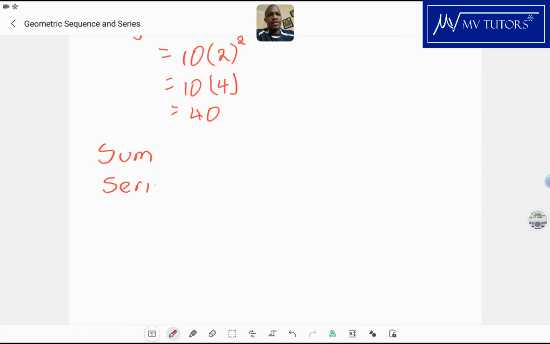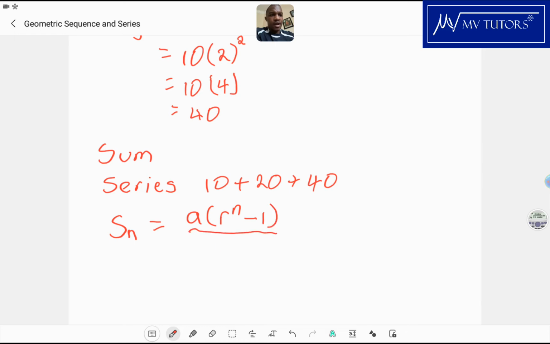plus signs. The series is 10 plus 20 plus 40, if we continue with our example. Okay, so that's our series. Now there's a general formula for series as well, Sn. Remember, when we're talking about series, we're talking about sum. So Sn stands for the sum, and it's given by a(r^n minus 1) divided by r minus 1. That's it.